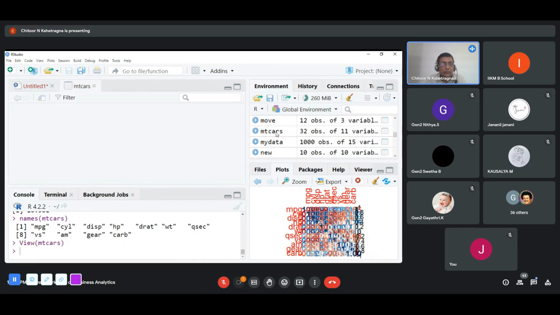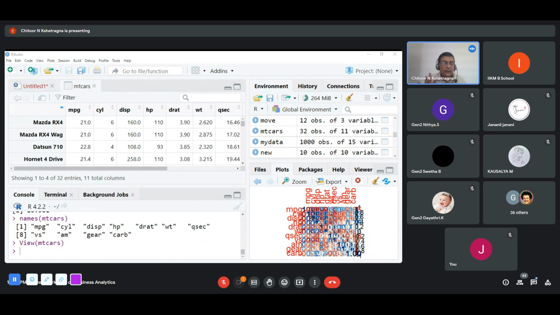So looking at all these numbers is data analytics. Let's get clarity. I'm looking at 21, 21, 22, 6, 160, 110. All of this is data. I can play with these data numbers, but it's not going to make any sense.